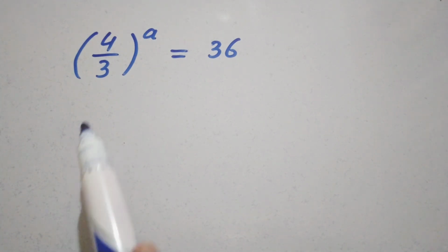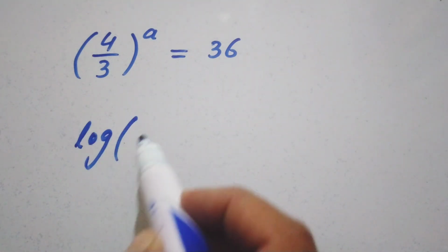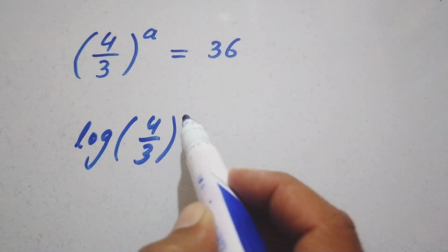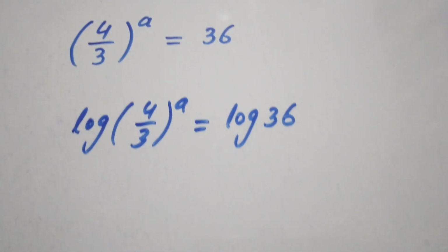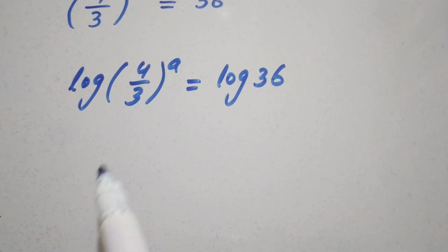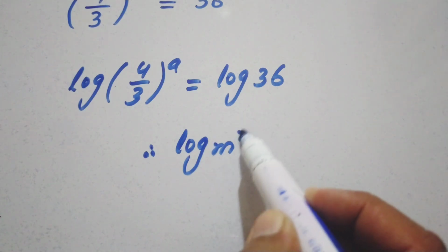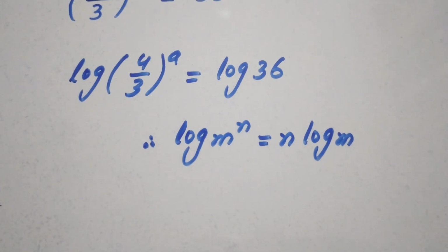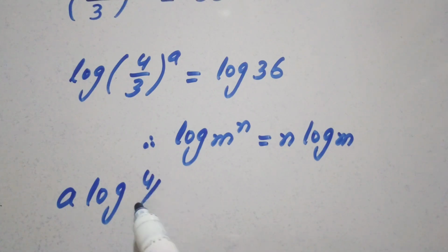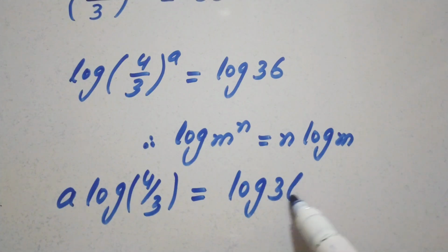As we are interested to find out the value of a, now taking log on both sides, log of 4 by 3 whole power a is equal to log of 36. Now by using a logarithmic property, that if we have log of m power n, this is equal to n log of m. Using this identity here, this will become a log of 4 by 3, which is equal to log of 36.